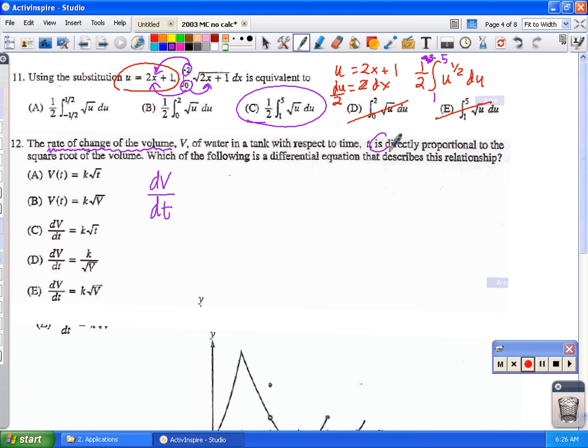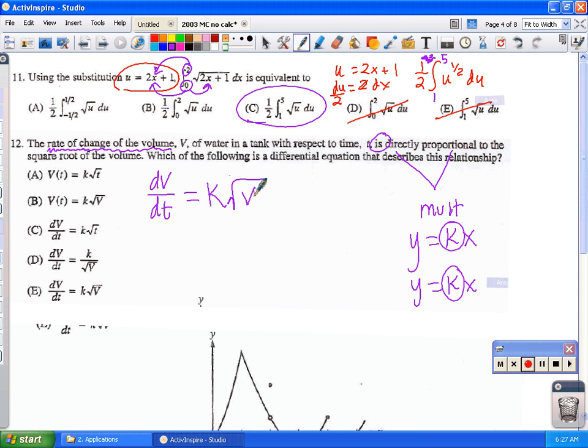Here's the word is equal directly proportional to. Now remember, direct proportion is a multiplication problem. It's like y varies directly as x. It's the same thing. Y is directly proportional to x. So you're going to have that constant of proportionality. But in this case, it says that the rate of change of volume, dV dt, is directly, there's my constant of proportionality, directly proportional to the square root of volume. So it's just straight translation, which is letter E.